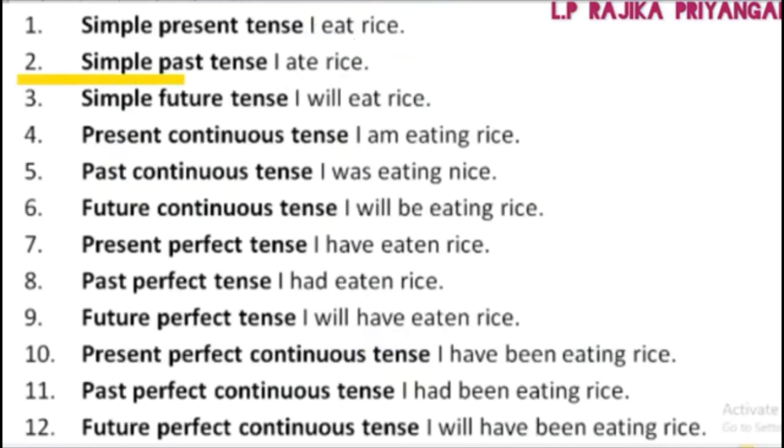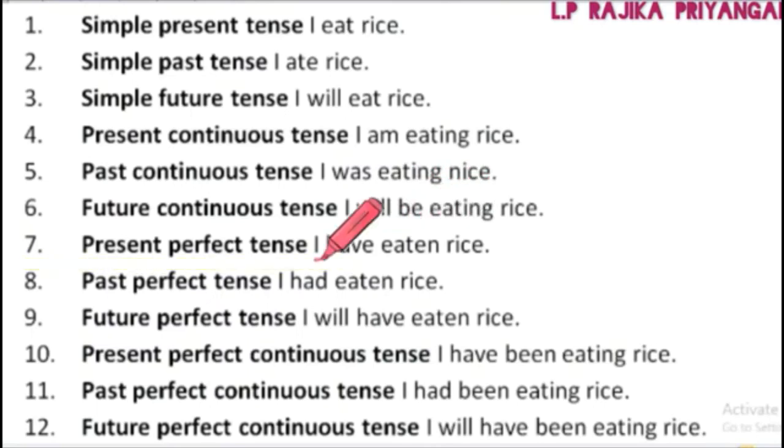Simple past tense. I ate rice. Simple future tense. I will eat rice. Present continuous tense. I am eating rice. Past continuous tense. I was eating rice. Future continuous tense. I will be eating rice.